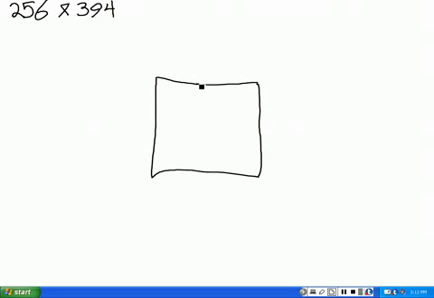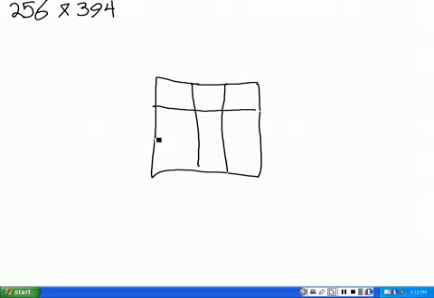Okay, we're going to try to solve a multiplication problem using the Gelosia method. And what we're going to do is start, let's say we want to do 256 times 394. So we're going to start with a 3 by 3 because we have two 3-digit numbers.